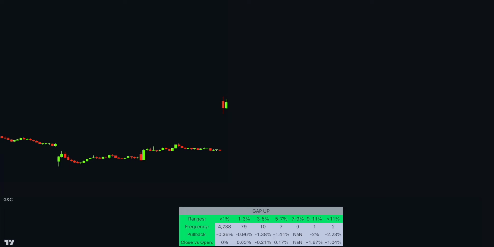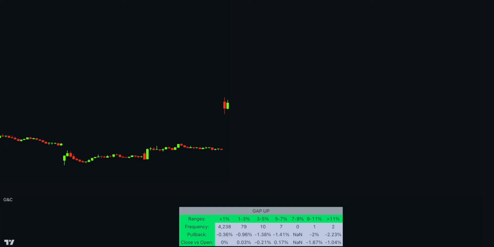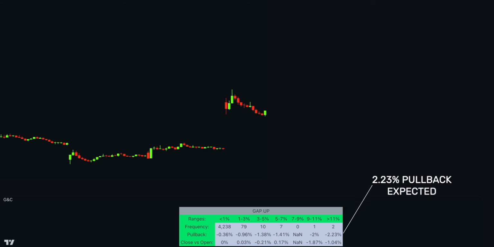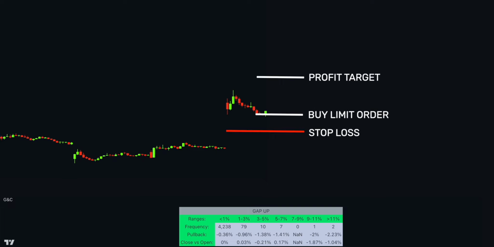According to the following chart, there was a price gap that caused a price increase of over 12%. Such a gap is often followed by an uptrend. However, we cannot buy the stock right after such a gap, as we might not get the best price. So, the next step is to look for a pullback. By looking at the indicator graph, we see that gaps over 11% cause a 2.23% pullback. So we place a buy limit order 2% below the upper gap level and wait for a maximum of 10 candles for the price to pull back.